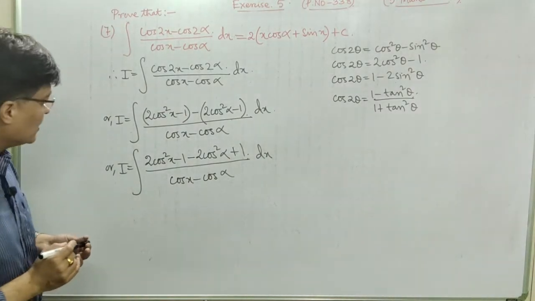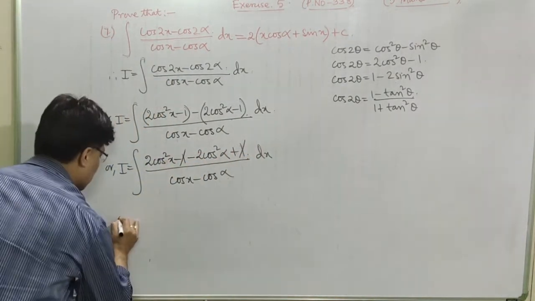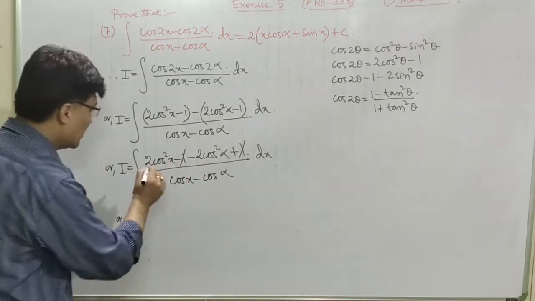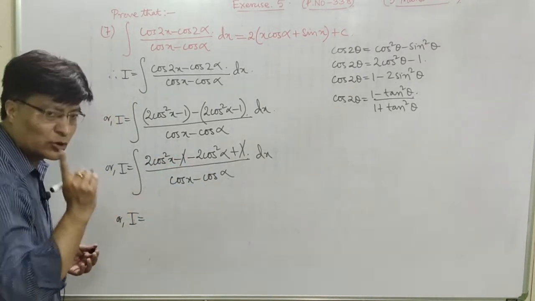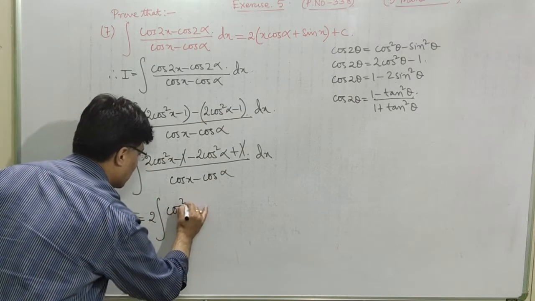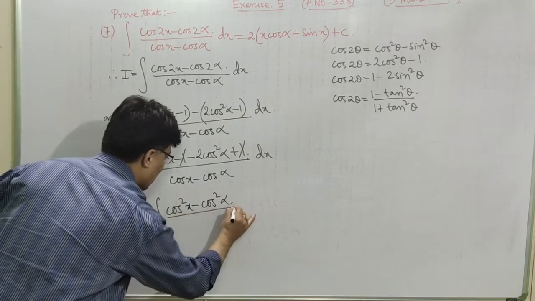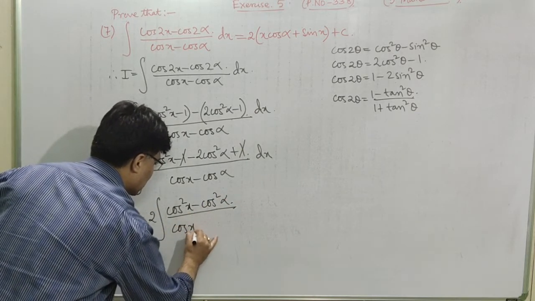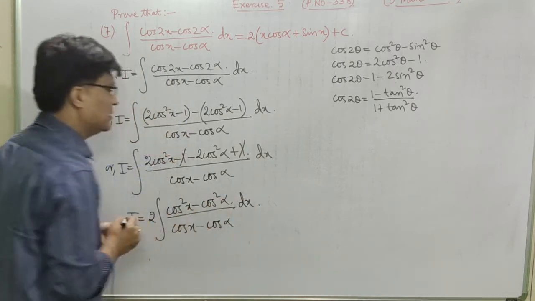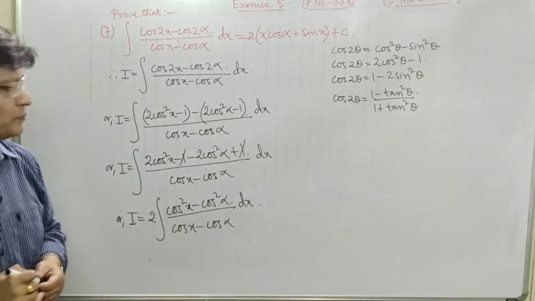So how will you simplify it here? So here you can cancel this, plus 1 minus 1 gets cancelled, or I is equal, you can take common out here. So what is common in the numerator? That is 2. 2 is a constant, you can take it outside. Integration of cos square x minus cos square alpha divided by cos x minus cos alpha. Then you should write here dx. Is that clear to all of you?